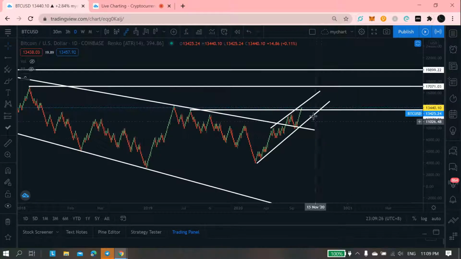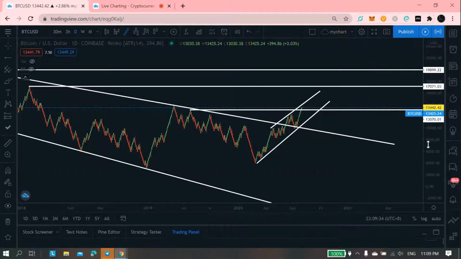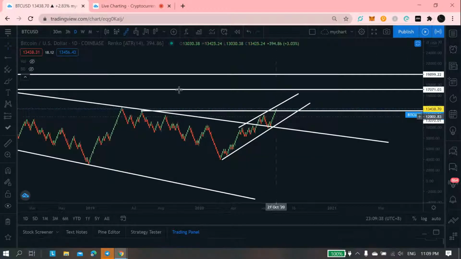But of course, worst case, if it breaks this support, it could possibly retest this support area. Depends where the Renko retests this trend line.